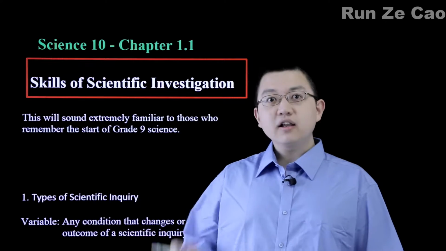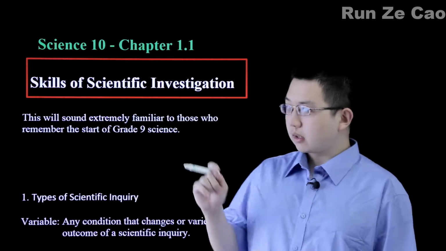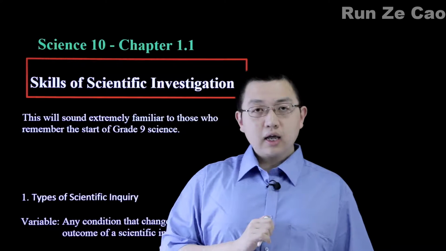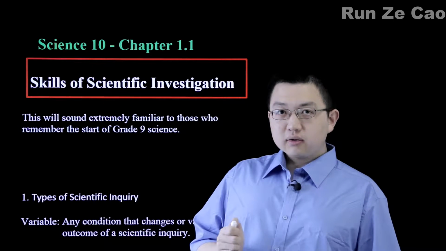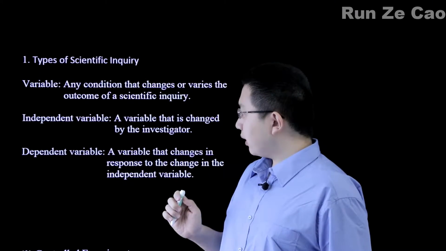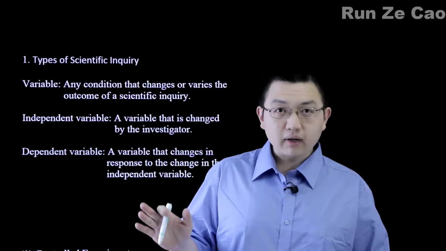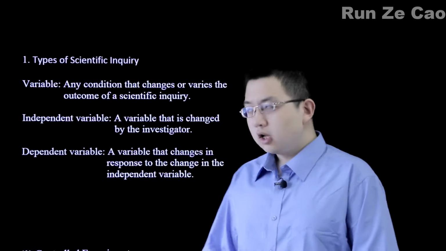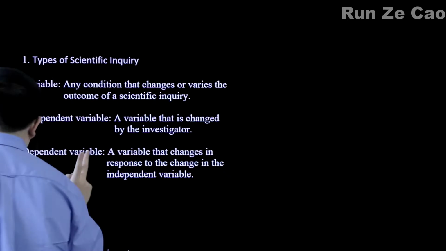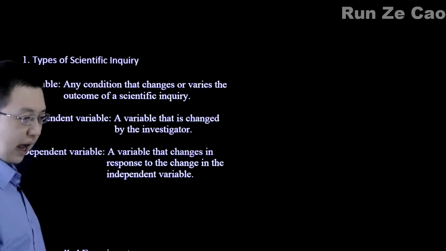But there is in fact something new in grade 10 science for skills of scientific investigation. Now, what is it? Well, we'll get there in a moment. Now, as we well remember, I hope, if we don't, then great, this is a review. So as we well remember, there are two main types of scientific inquiry. Both of them have variables.